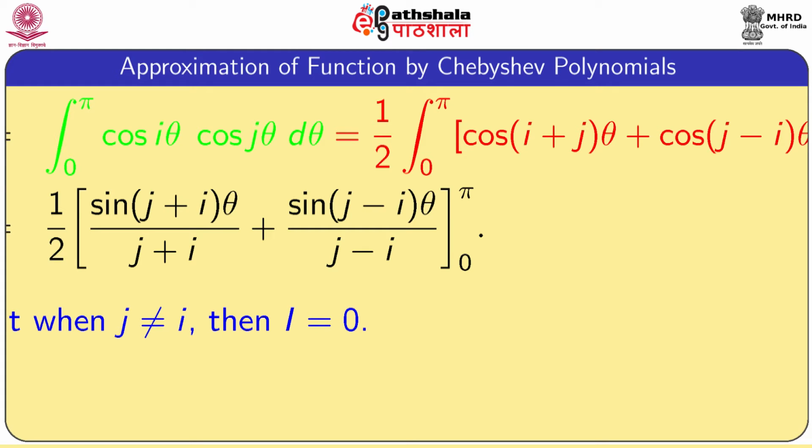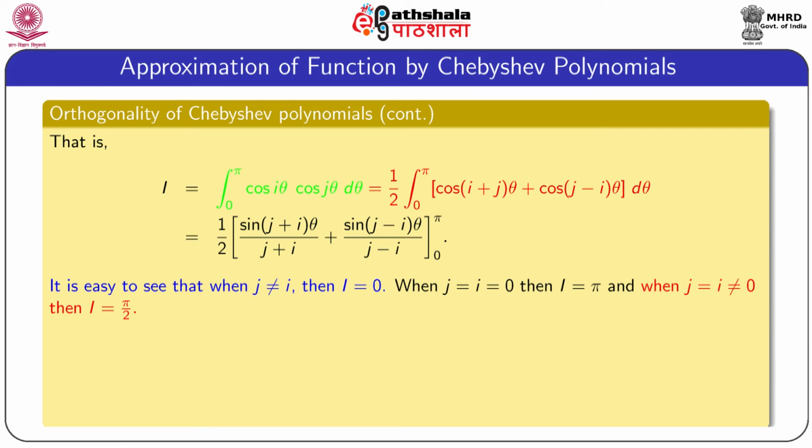Now, it is easy to observe that when j and i are different, the value of this integration is 0, that means the value of I is 0. When j equals i equals 0, from the green integral we can easily show that I equals π. And when j equals i but not equal to 0, the value of the integration is π/2, and this is obtained from the red marked integration.